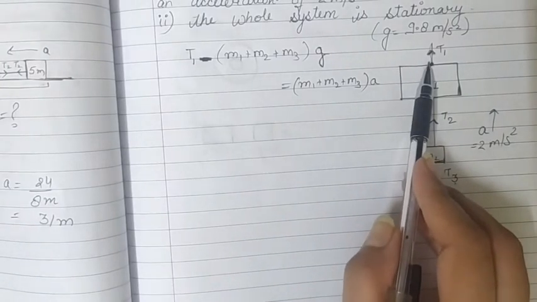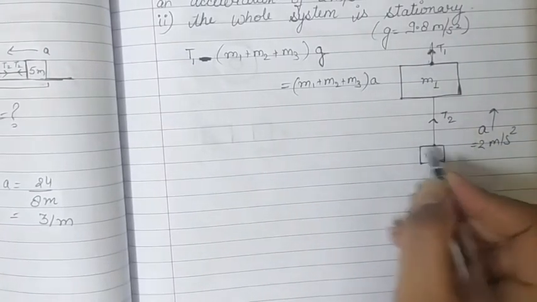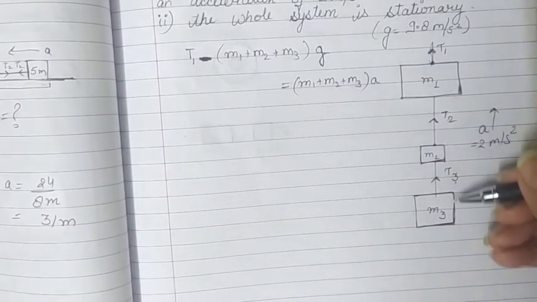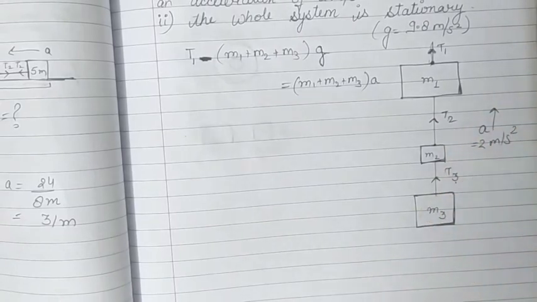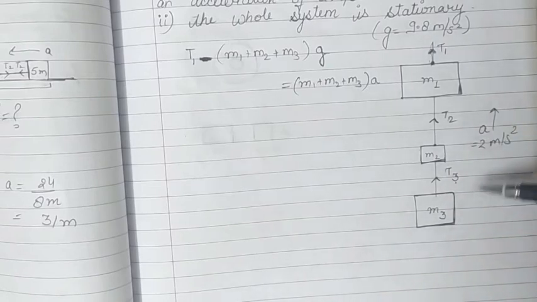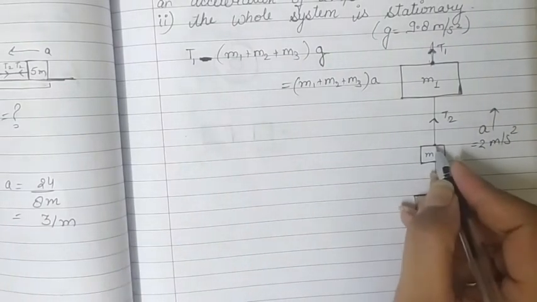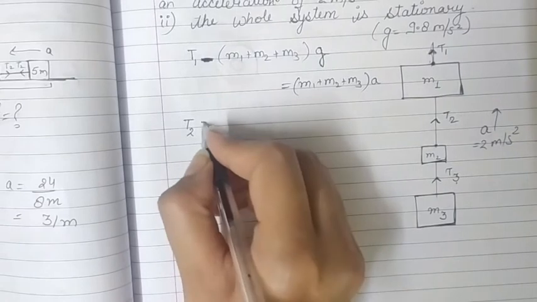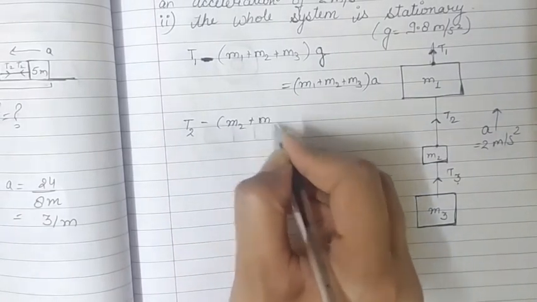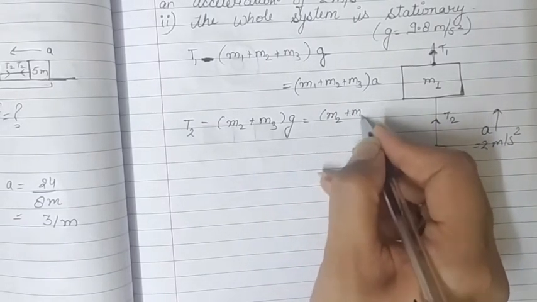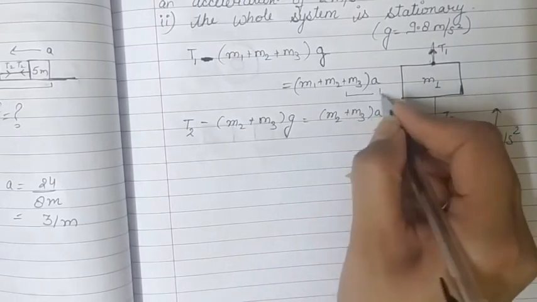Now for the second point of contact, the tension T2 is acting upwards, and the weight acting downwards is (m2 + m3) g. In both, the weight is acting downwards, and the motion of the system is upwards, which shows that this tension T2 is more than the weight acting downwards. So for writing the equation for this point of contact, T2 is more than the weight acting downward. So T2 minus (m2 + m3) g is equal to the net force, meaning mass into acceleration. So it will be (m2 + m3) a. This is equation number 1. This is equation number 2.